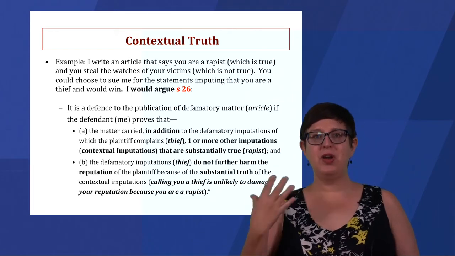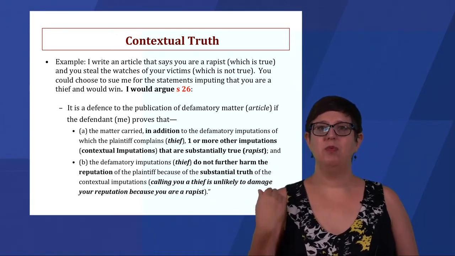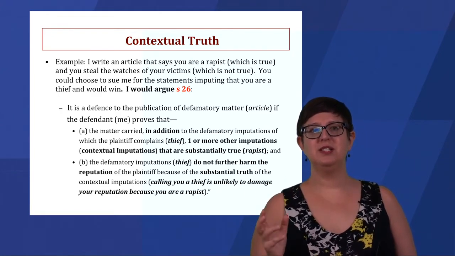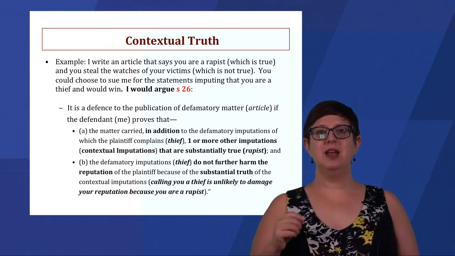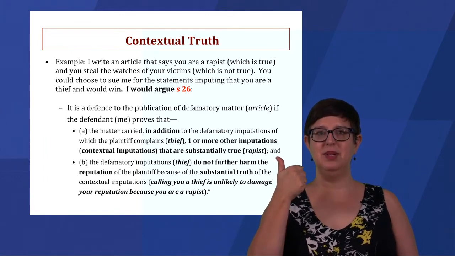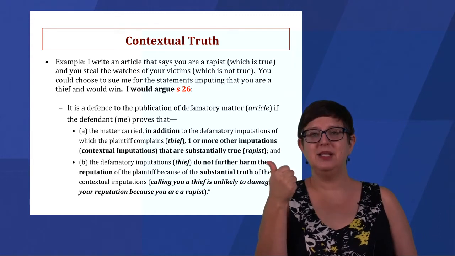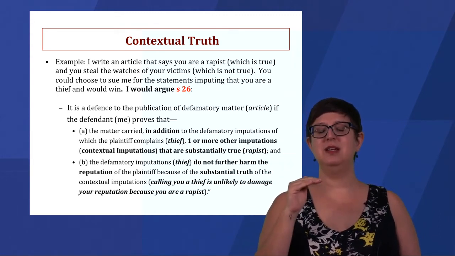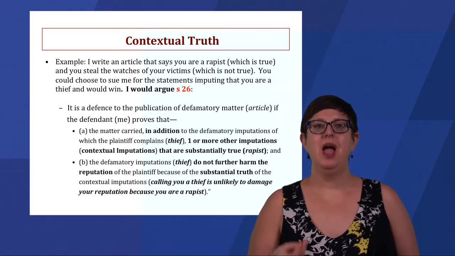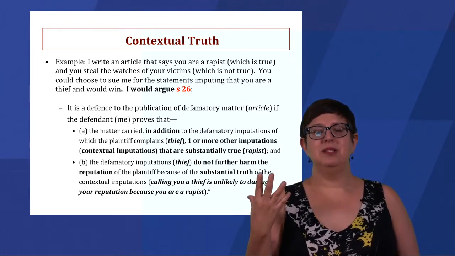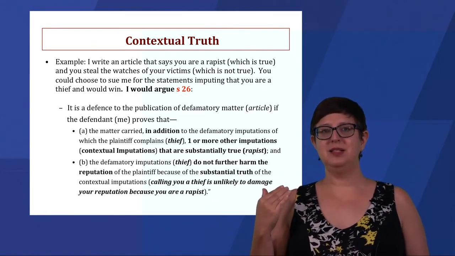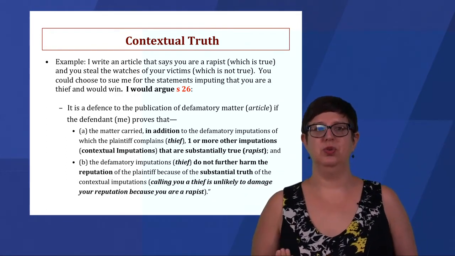Basically, if I wrote an article about someone saying that they were a rapist and that part was true, but I also said that person stole the watches of their victims and that was a lie, then technically the part about being a thief is defamatory. It is intended, it has the ability to reduce the reputation of a defendant, it identifies a defendant, and I published it to a third party. However, is this something still that someone could sue for and win? The short answer is, in that situation, I would use a defence of contextual truth.